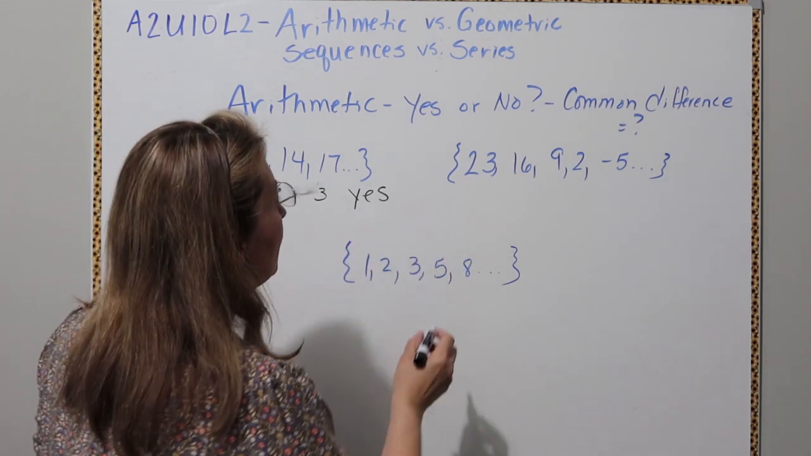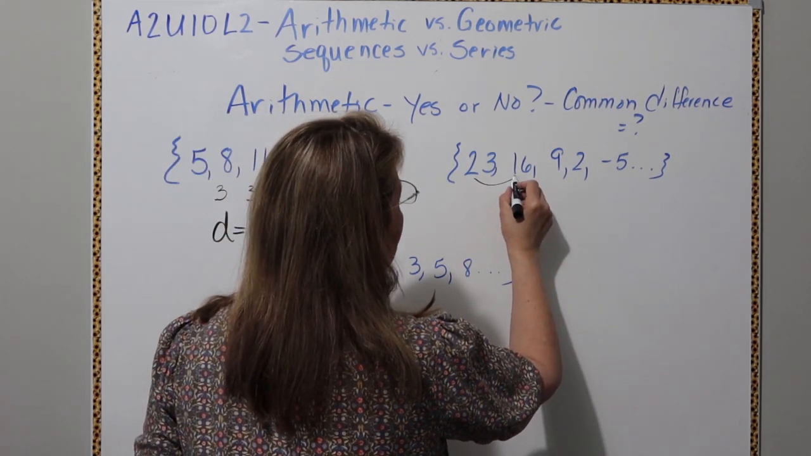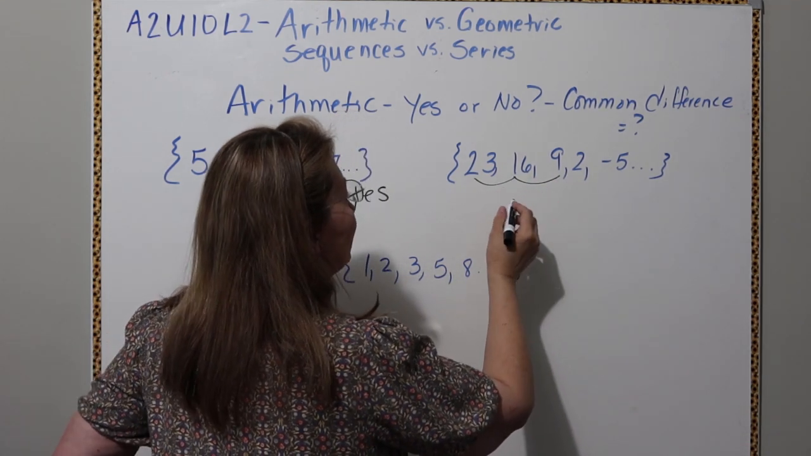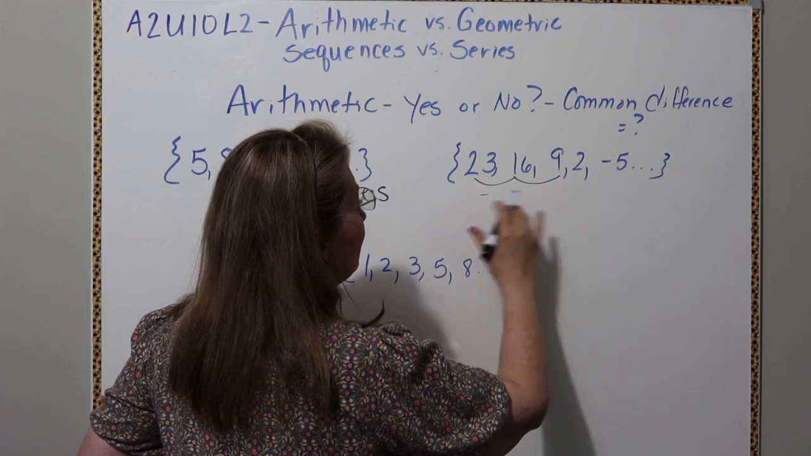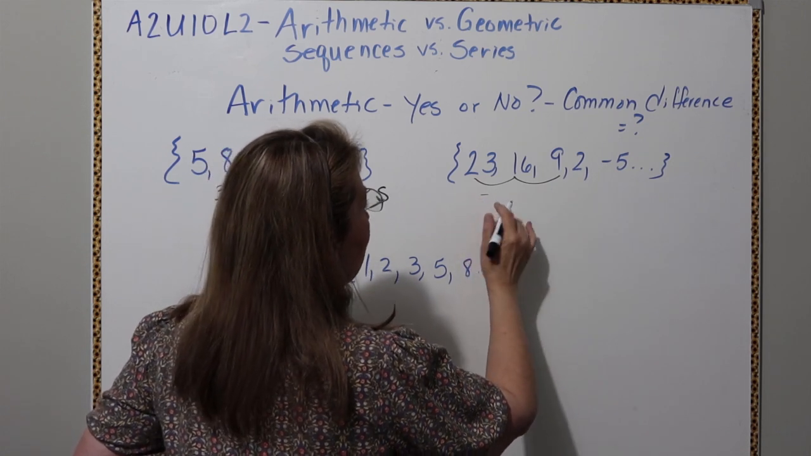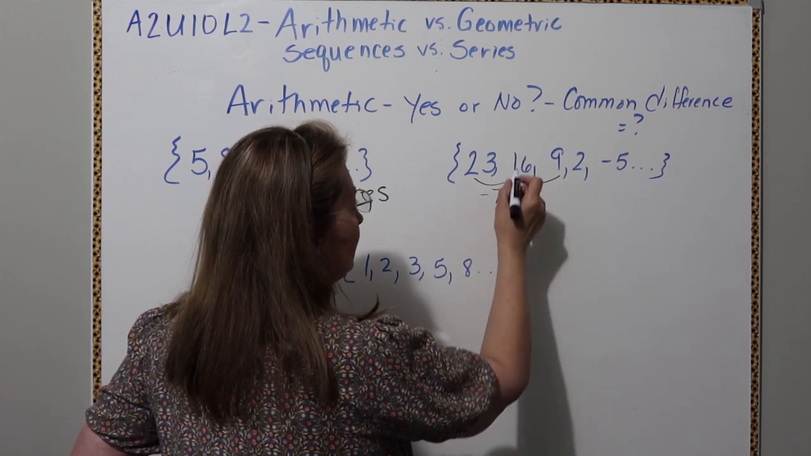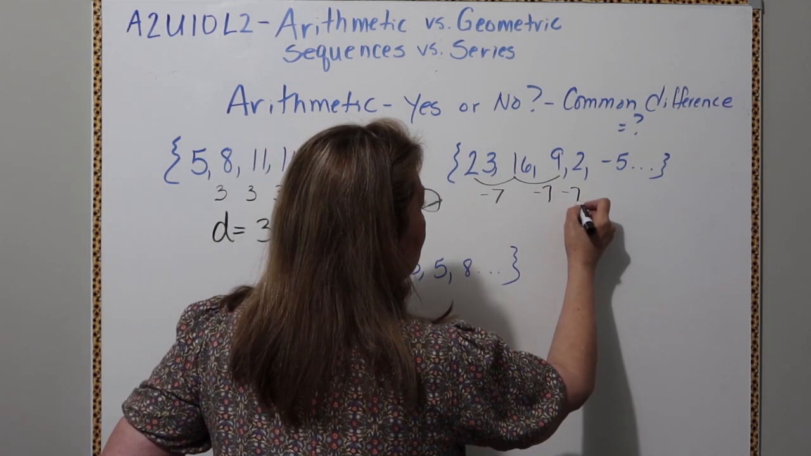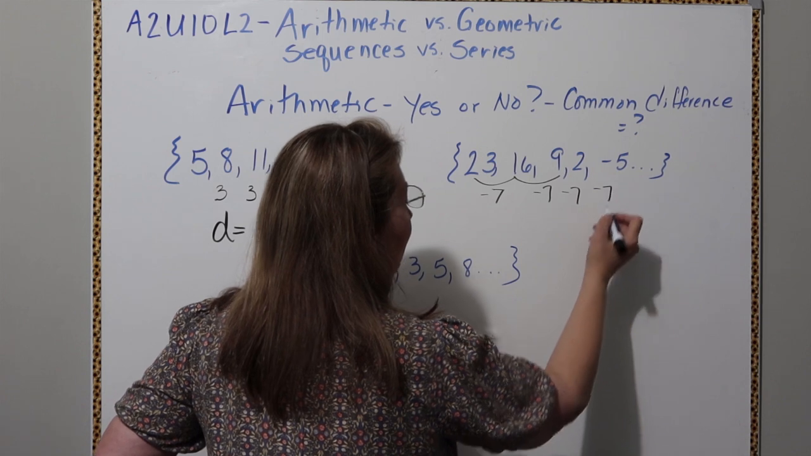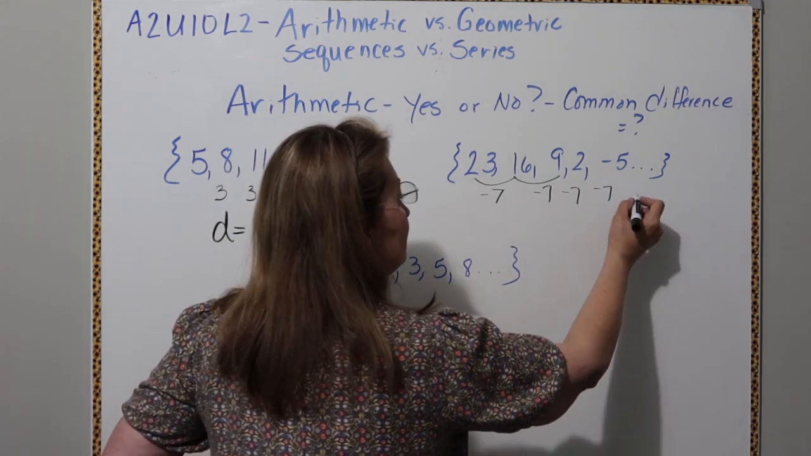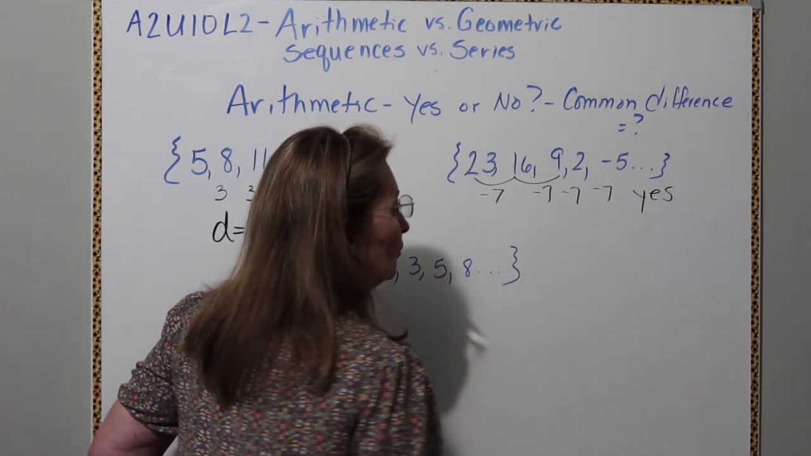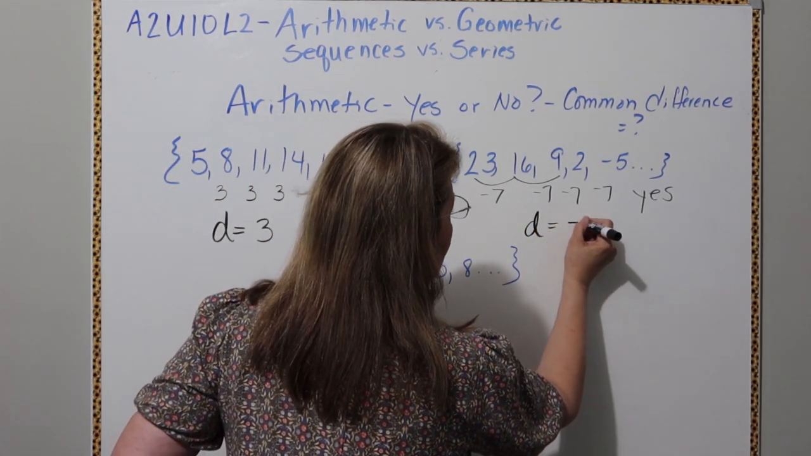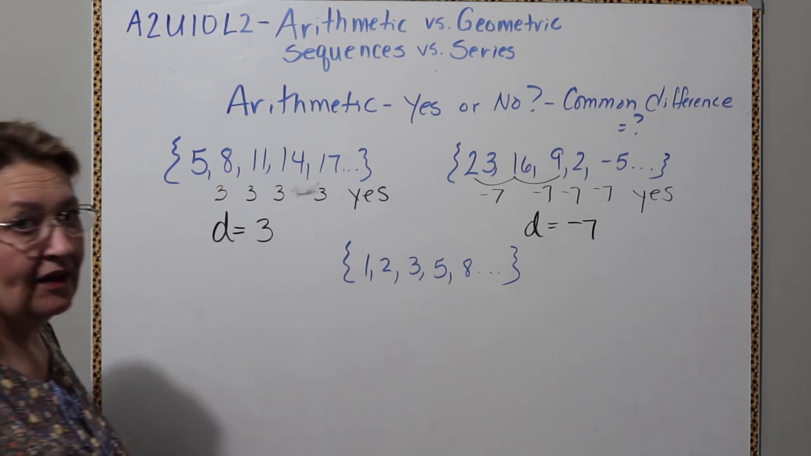Alright, let's look at this one. What is the difference between 23 and 16, and 16 and 9? Well, 23 to 16, since these go down, we are going to use a negative number, so that's going to be minus 7. From 16 to 9, you went minus 7. From 9 to 2, minus 7. From 2 to negative 5, minus 7. Since the differences are all the same, we're going to answer yes. Now what's our common difference? Our D for this one is negative 7.